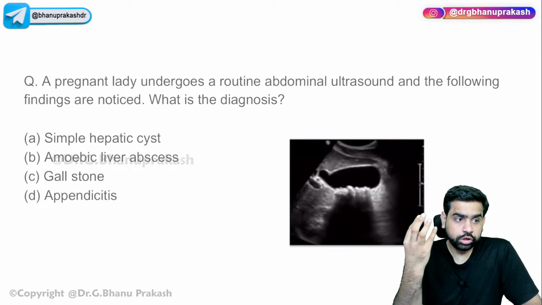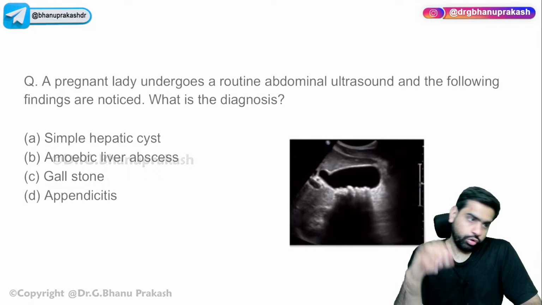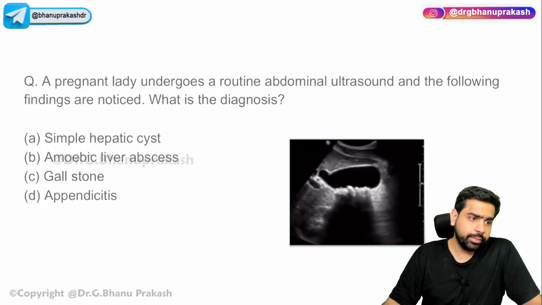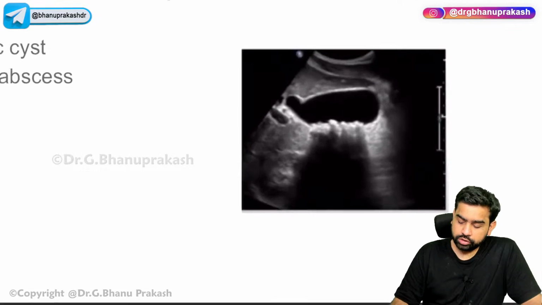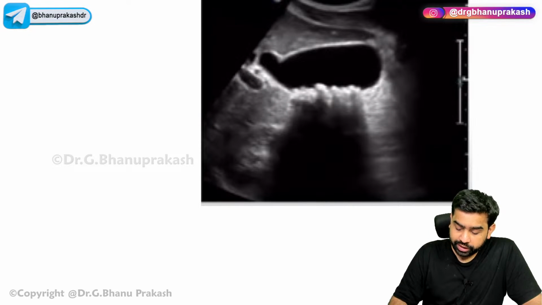Okay, so what is the diagnosis of this particular patient? It is gallstones. Okay, so this is a gallstone. Why amoebic liver abscess? It is a gallstone. So why is this a gallstone? Okay, so this is a gallstone because I hope you're able to appreciate that there is a posterior acoustic shadowing.